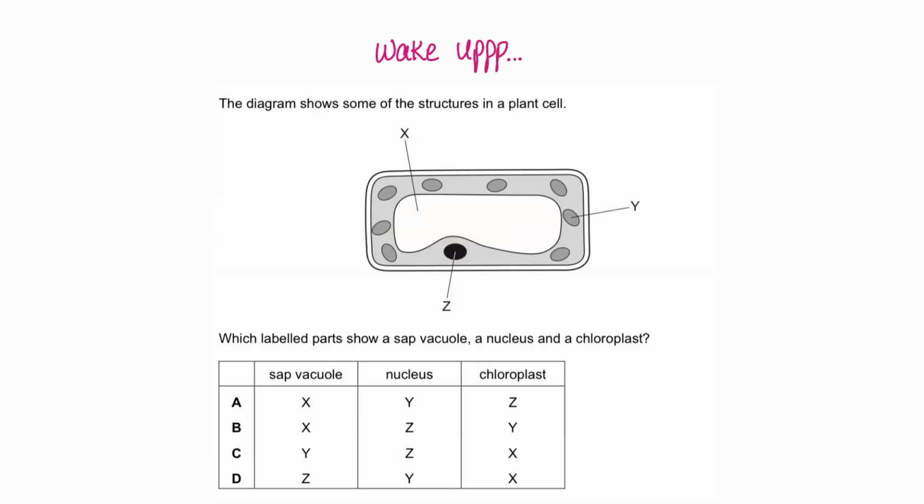Alright, wake up guys, answer this question. The diagram shows some of the structures in a plant cell. Which labeled parts show a sap vacuole, a nucleus, and a chloroplast? Now, if you remember the labelings from before, we know that the central large thing here is the sap vacuole, and then we know that this dark organelle is a nucleus, and the rest of the multiple organelles around it are the chloroplasts. So did you get B as the right answer? This one was pretty easy, wasn't it?